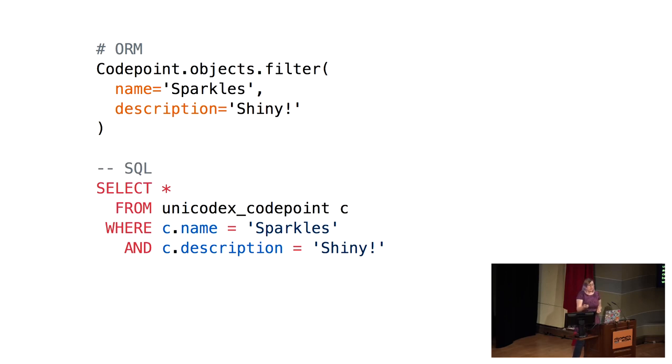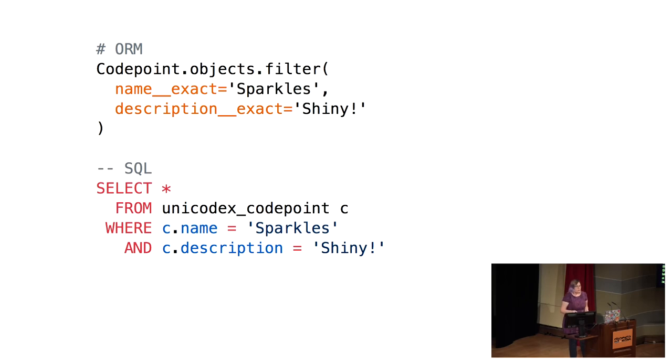And the equivalent SQL for this would be select star from the code point table where the name is sparkles and the description is shiny. We learned before that unless we have a lookup, what we're implying is double underscore exact. And that's the exact same SQL.